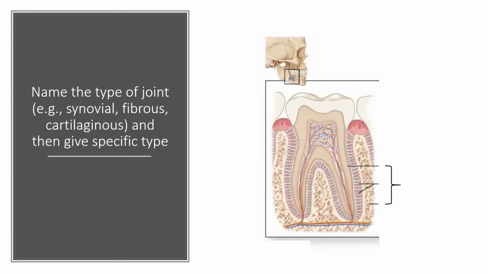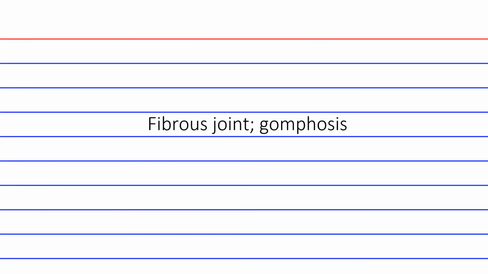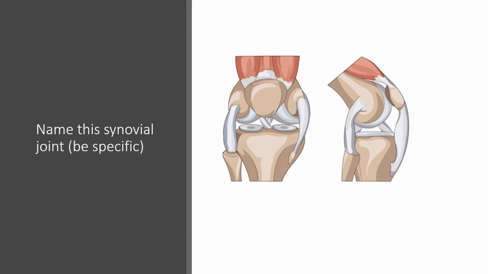Name the type of joint and then give a specific type. It was a fibrous joint. You saw the tooth. And the gomphosis is also sometimes called the dentoalveolar joint, so the answer is gomphosis, pertaining to the teeth. All right, now we're going to be naming specific synovial joints. Can you name the specific synovial joint?